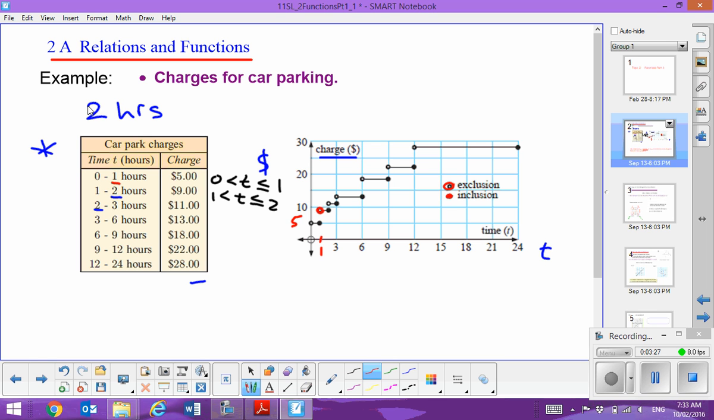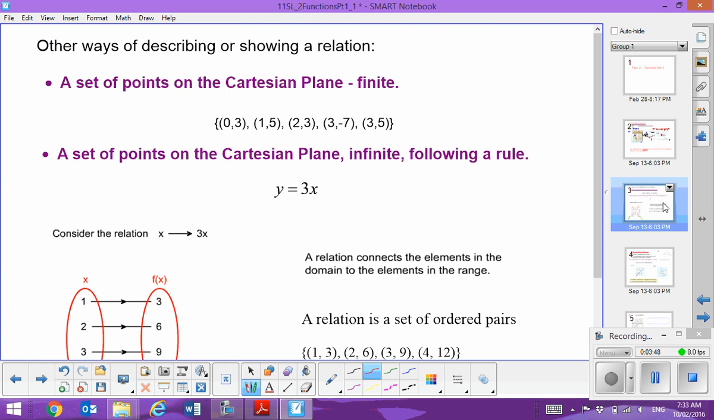This is referred to as a piecewise graph, because the graph's made up of lots of pieces. So it's not a continuous graph, but we can certainly see there is a relationship between the time we've spent parking and the charge. There are some other relationships you may have seen, or other ways of describing them.